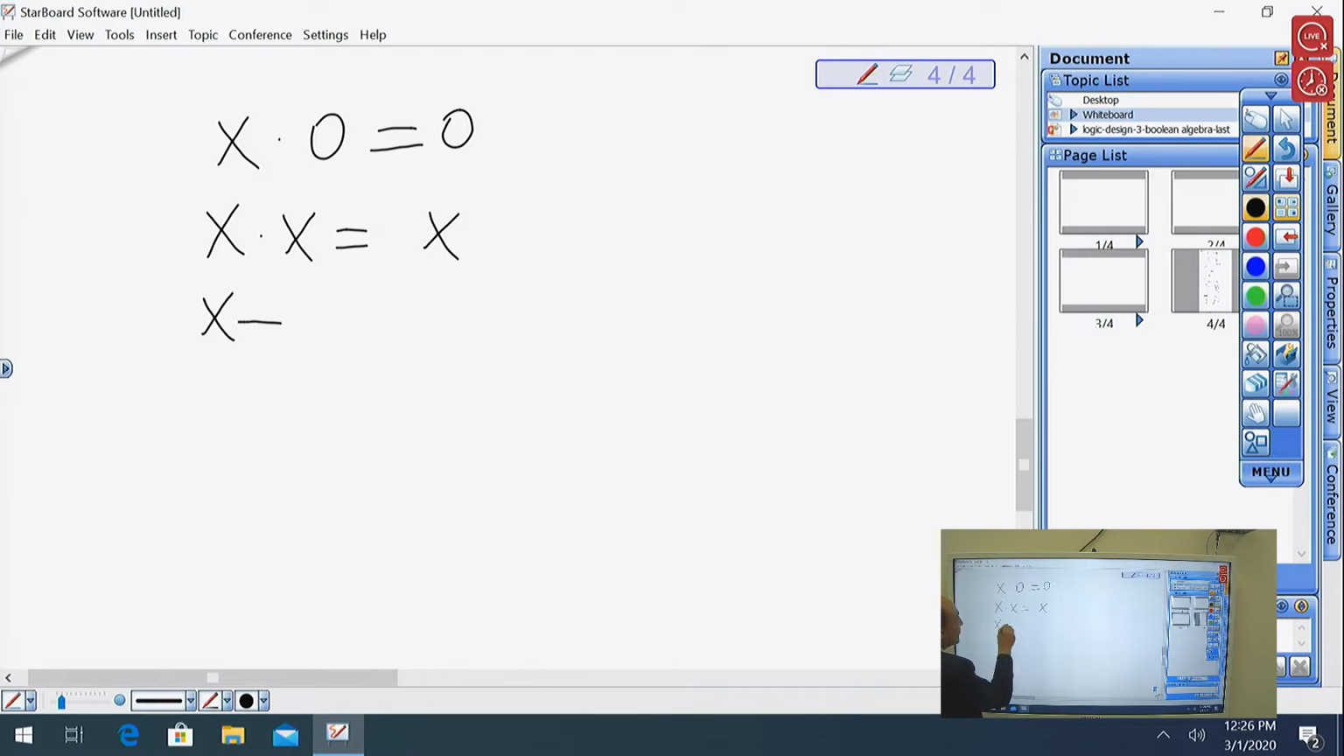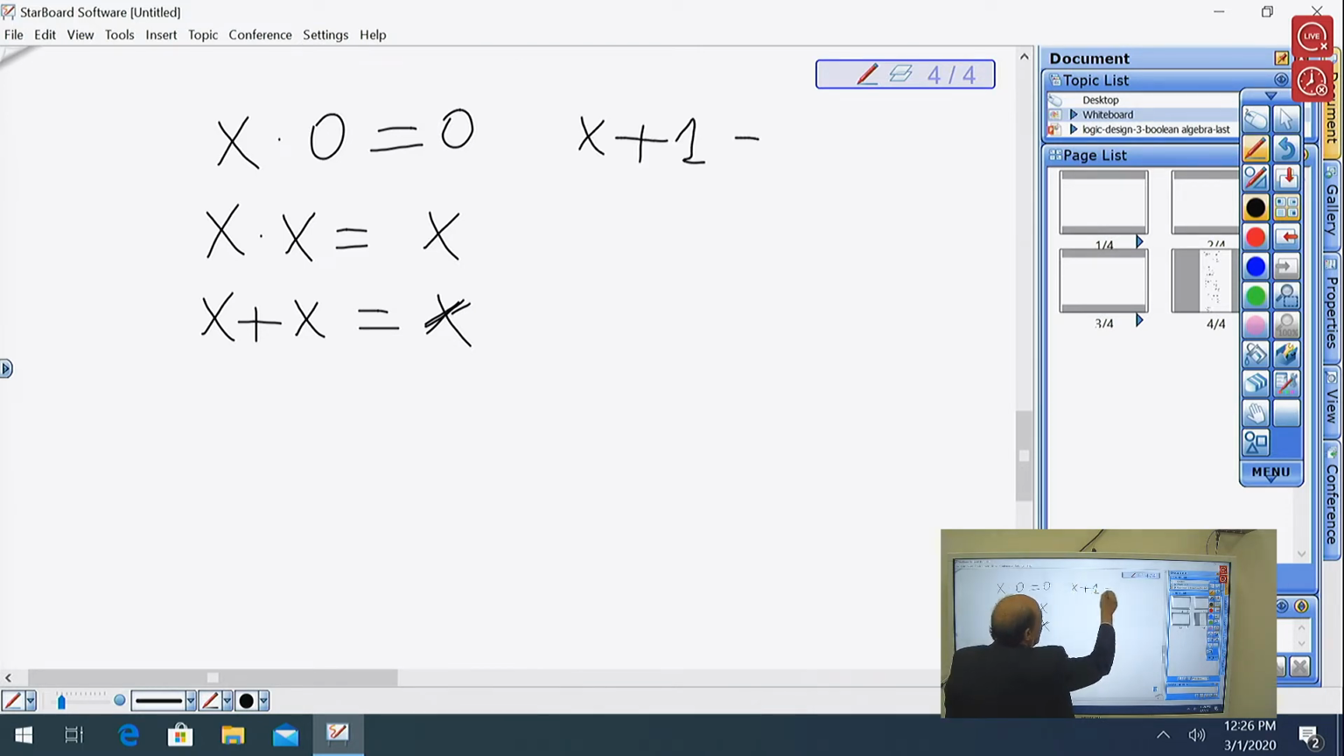And x ORed with x is always x. If x is 1, then 1 or 1 is 1. If x is 0, 0 or 0 is 0. X ORed with 1 is always 1, since anything ORed with 1 is 1.